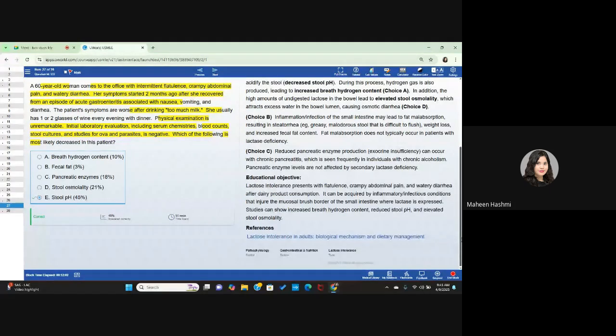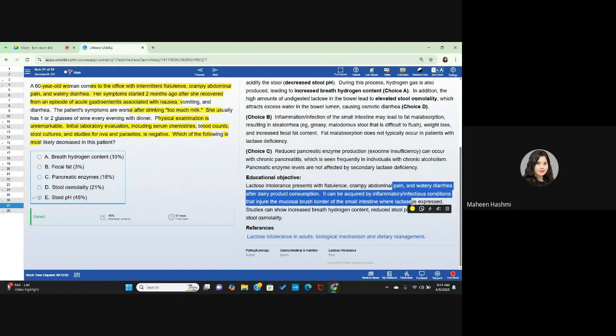Lactose intolerance. How do we see that? Hydrogen breath test. The pH will be low, other things will be high. Yes, very good. Again, a classic case of lactose intolerance, a very easy question. It can present with flatulence, crampy abdominal pain, and watery diarrhea after dairy product consumption.